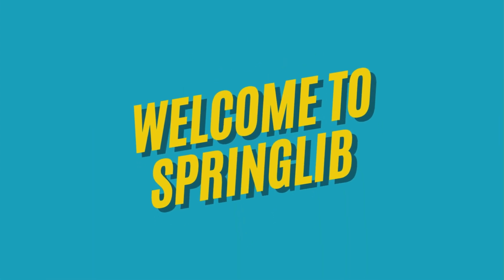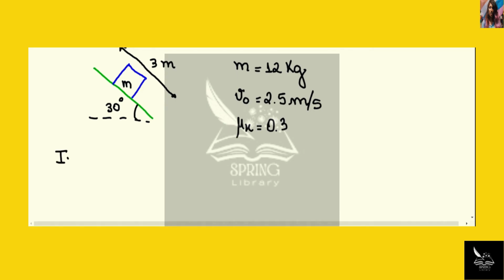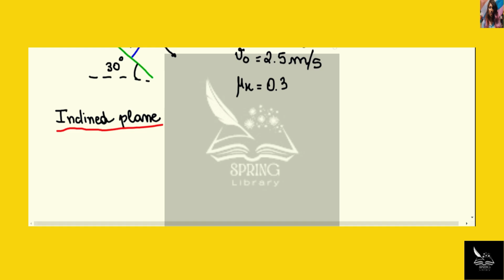Welcome to Spring LIB. In this exercise, we're going to be dealing with inclined planes. Before explaining the exercise, let us first review how we should deal with an inclined plane. Consider that we have a block lying on an inclined plane. The plane makes an angle of theta with the horizontal. The block has a mass m.